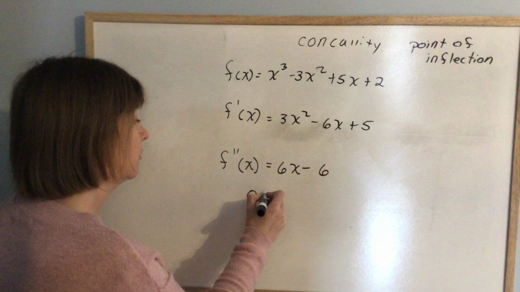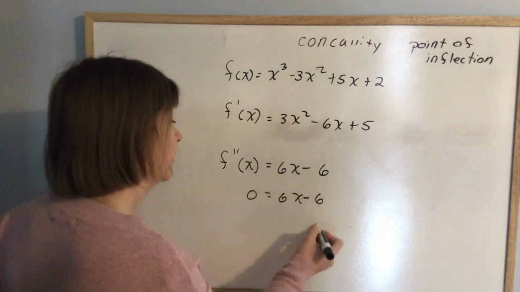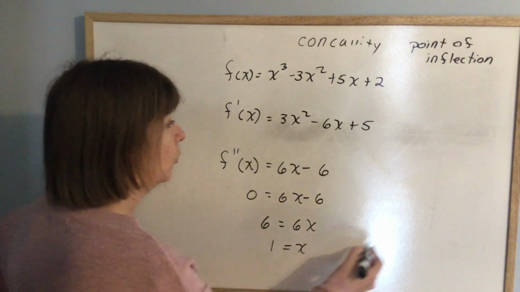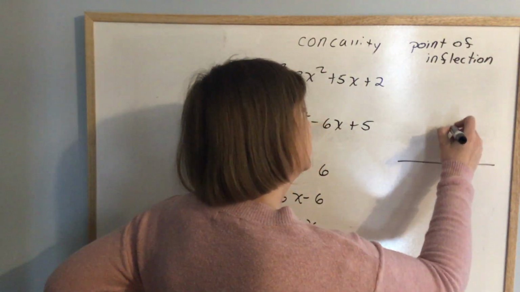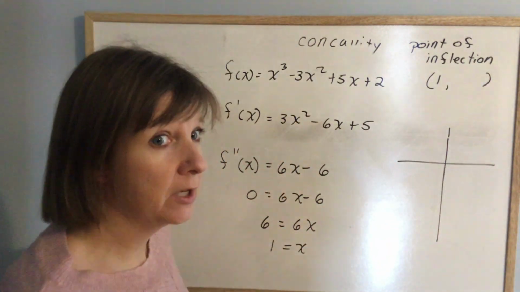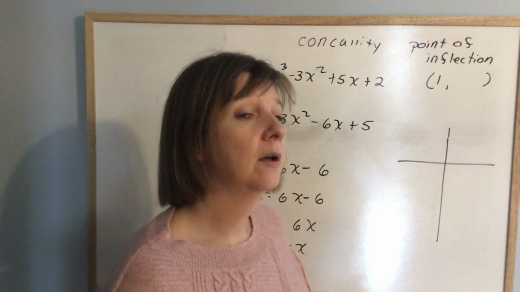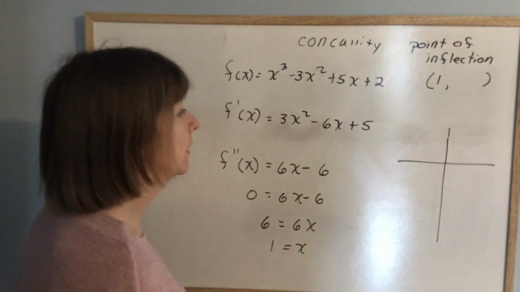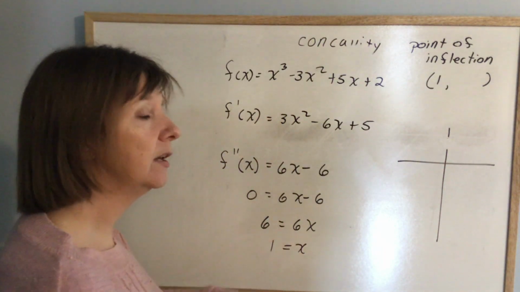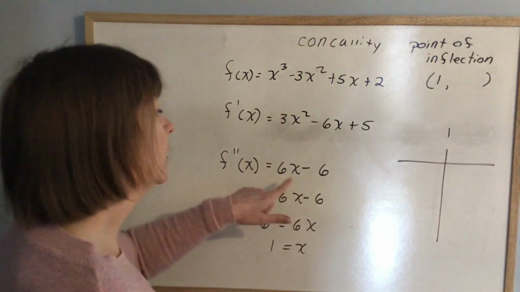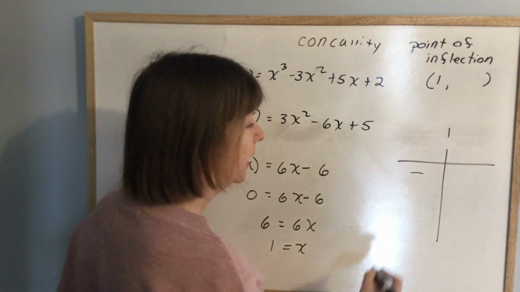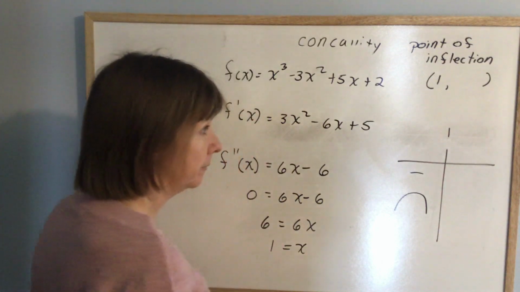I'm going to make that equal to 0 and solve. So 6 is equal to 6x, and so x is 1. So I have a potential point of inflection where x is 1. I don't know if it is yet because it could be like the last one, but I'm going to check. So I'm going to pick a number less than 1, like 0, and put it into the second derivative. 6 times 0 is 0, take away 6 is negative 6. So I get a negative answer, which means it's concave down.